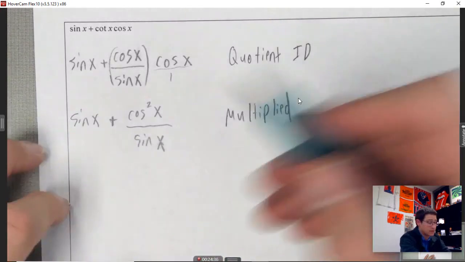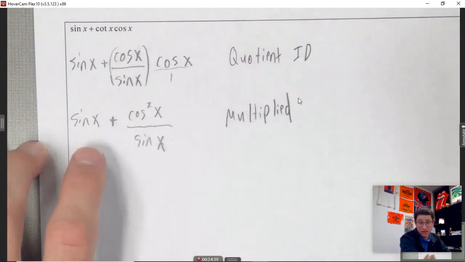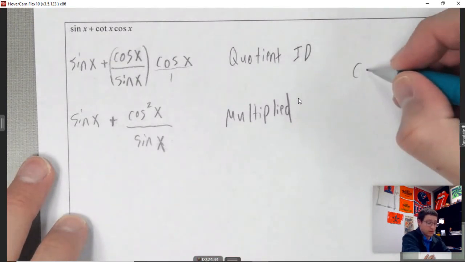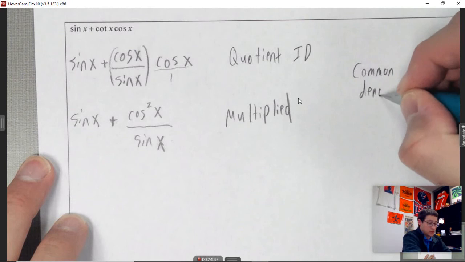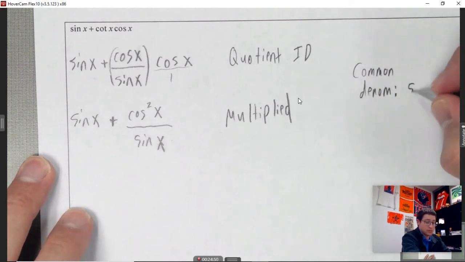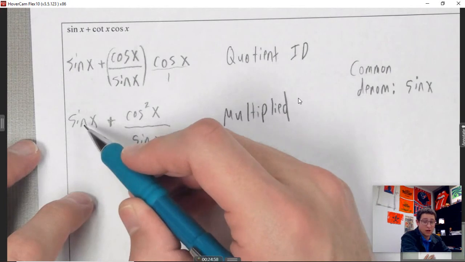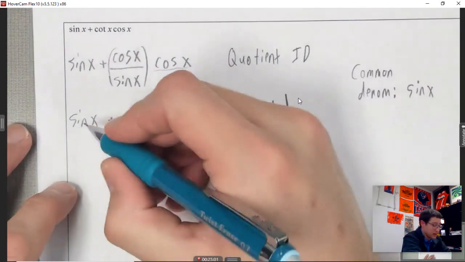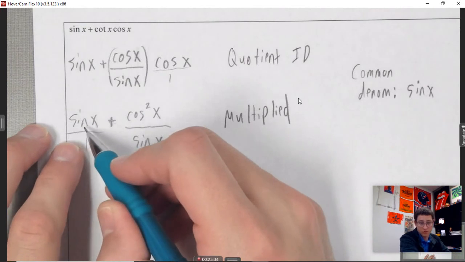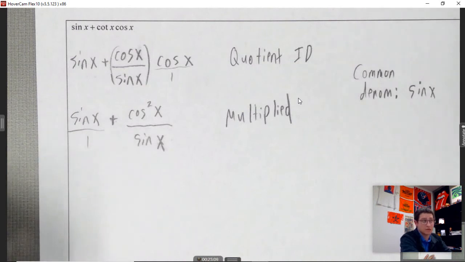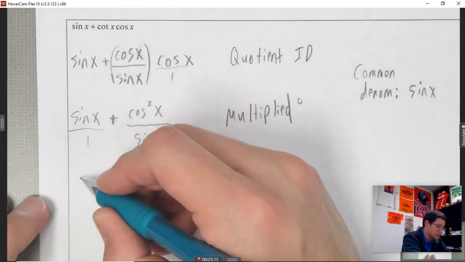In order to get a common denominator, the denominator over here is sine of x, so I could just introduce sine of x on the bottom here. The common denominator is sine of x, but I need a sine of x on the bottom of that denominator. If it helps, always write it as sine of x over 1. There you can really see that you don't have a common denominator. So I'll multiply the top and the bottom.